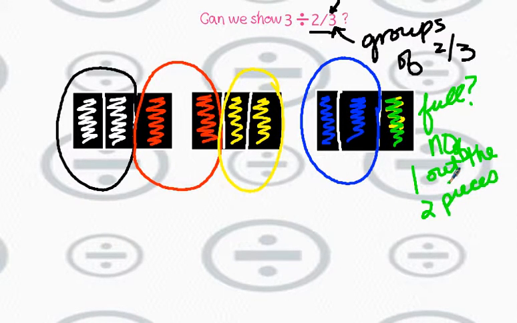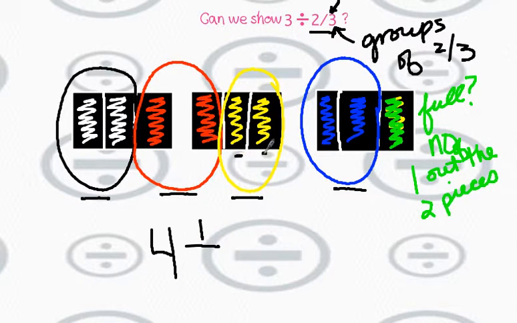So even though this is 1/3, that doesn't count as 1/3 right now. What that means is I have 1 out of the 2 pieces that I need to make a whole group. 1/3 is the size of my piece. So in this case, I've created 1, 2, 3, 4 whole groups. And then I had 1 piece left over out of the, again, 1, 2 pieces that make a whole group. So 3 divided by 2/3 gives me 4 1/2.